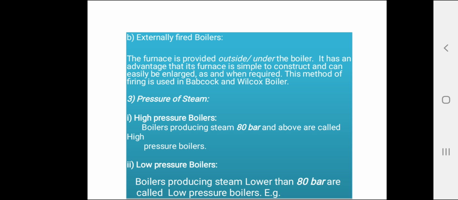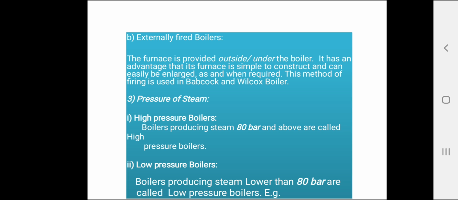The second is the externally fired boiler. In an externally fired boiler, the furnace is provided outside or under the boiler. It has the advantage that its furnace is simple in construction and can easily be enlarged as and when required. This method of firing is used in the Babcock and Wilcox boiler.